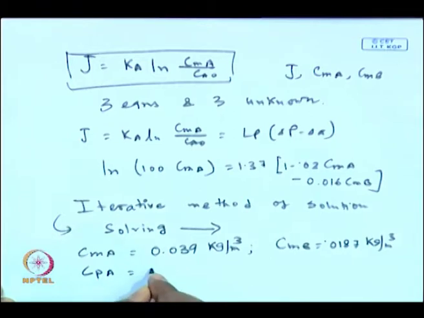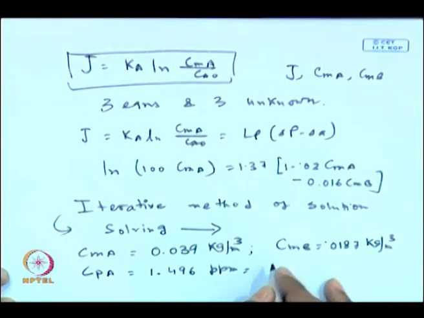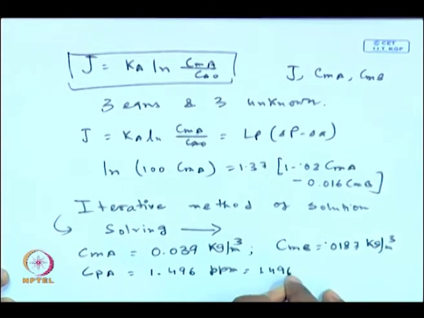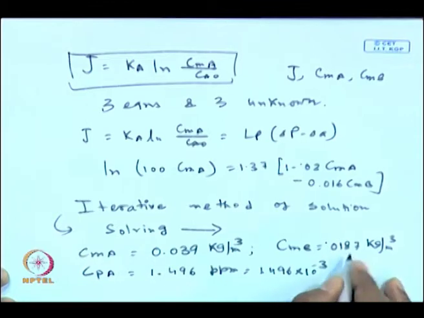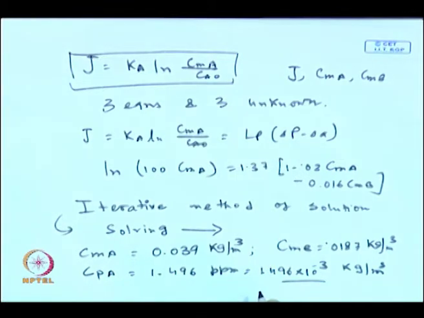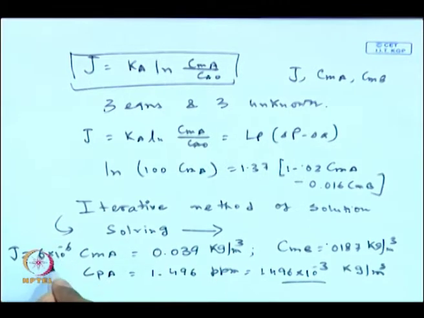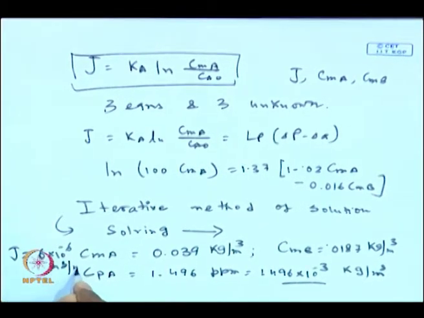CPA turns out to be 1.496 ppm, or 1.496 into 10 to the minus 3 kg per meter cube. Okay. And the value of permeate flux J turns out to be around 6 into 10 to the power minus 6 meter cube per meter square second.